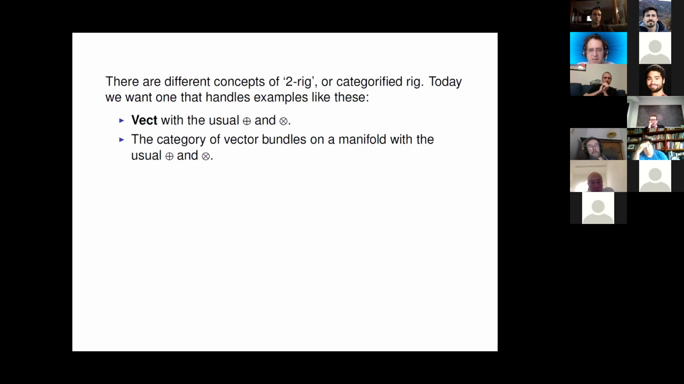Or if you like geometry, something called vector bundles. That's like you've got a manifold, and sitting over each point in the manifold, you've got a vector space in a nice, smoothly varying way. You can take direct sums of vector bundles just by taking direct sums of the vector spaces at each point. You can take tensor products too. So there should be a 2-rig of vector bundles on any given manifold.